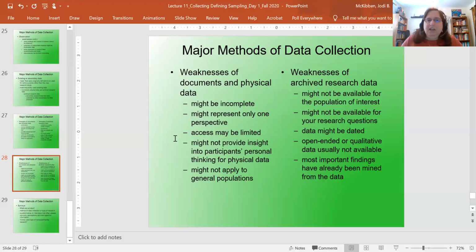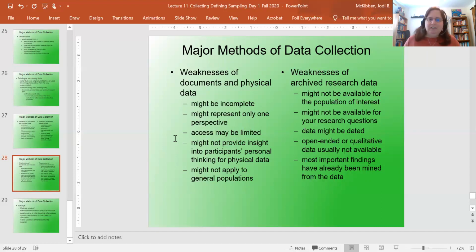Usually qualitative data is not as readily available, so that can be a challenge if that's your interest. And usually when you're getting that data set, it's true, most of the important findings have already been analyzed and reported on, and there may not be as much left for you. So it really requires some creativity on your part to find a new angle or a new research question that hasn't already been explored from the data.